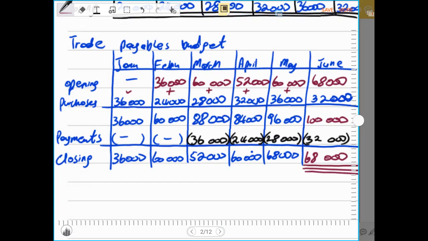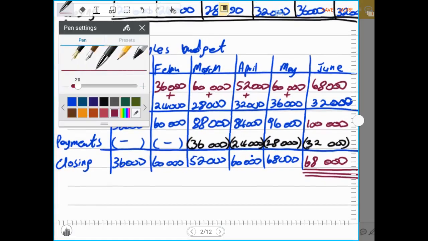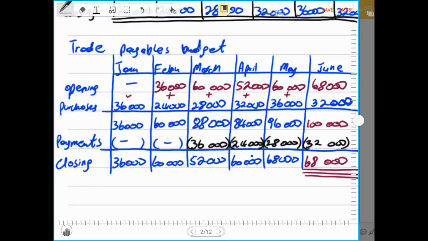So remember, guys, our focus when it comes to this part, we are focusing on the payments because the payments will affect our cash budget. So this is the focus when it comes to this budget. There was no need for us to do everything as long as we know how much was paid in each month. So now this is what will affect our cash budget. The rest will not affect our cash budget.